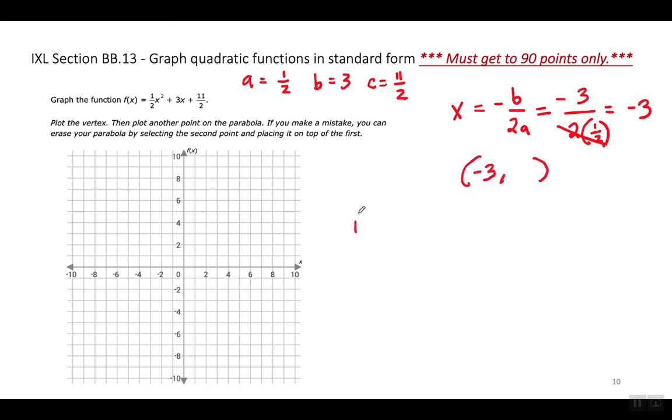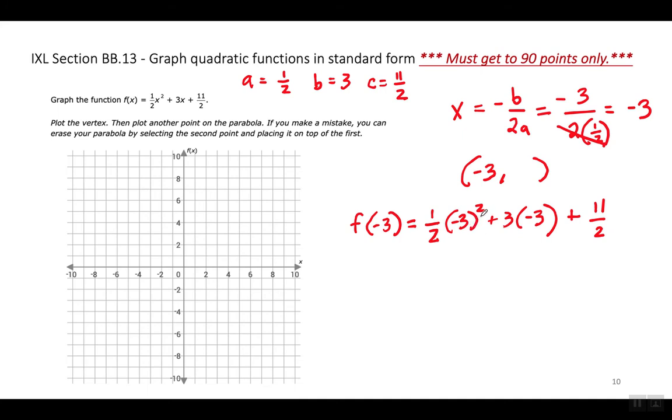Now to find the y coordinate, I'm going to substitute negative 3 into the function to see what I get for y when x equals negative 3. So I'm going to have this. I'm writing slow to make sure that my writing tool works well, because if I go fast, it starts messing up sometimes. All right, so I have this. Now let's work this out.